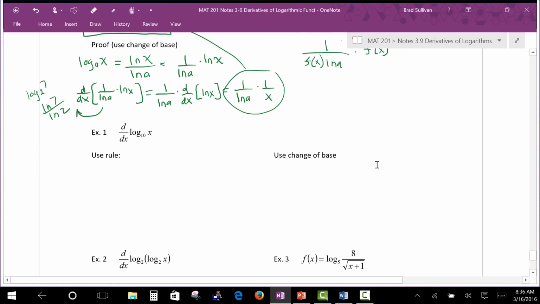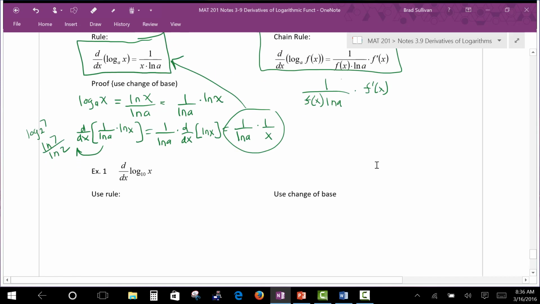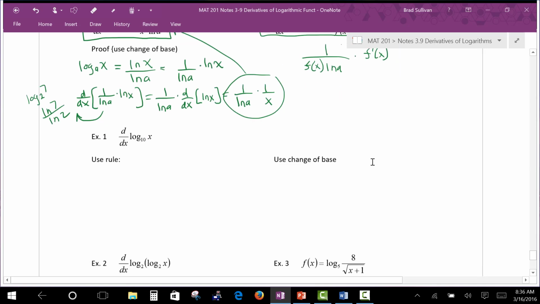Okay, so let's look at a couple of problems. Now, one thing that I teach students to do on this is, if you forget the rule, if you just use the change of base formula, you can always work it out that way. So I'm going to do this problem 2 ways. I think it's good to know how to do this 2 ways.